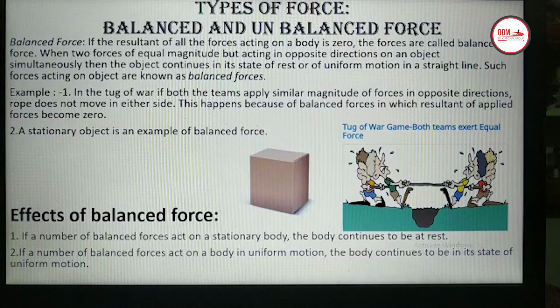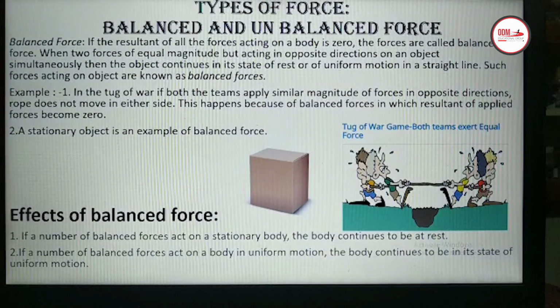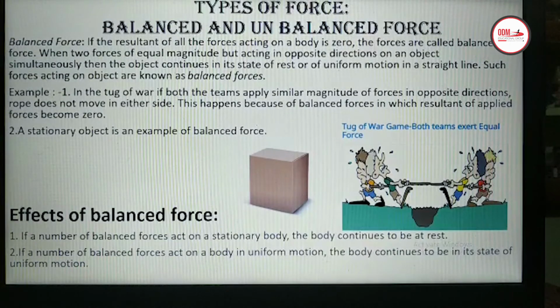That means one team exerts force from left to right, and another team will apply the force from right to left, so that they have equal magnitude but the direction is just opposite to each other, so that there will be no movement in the rope.